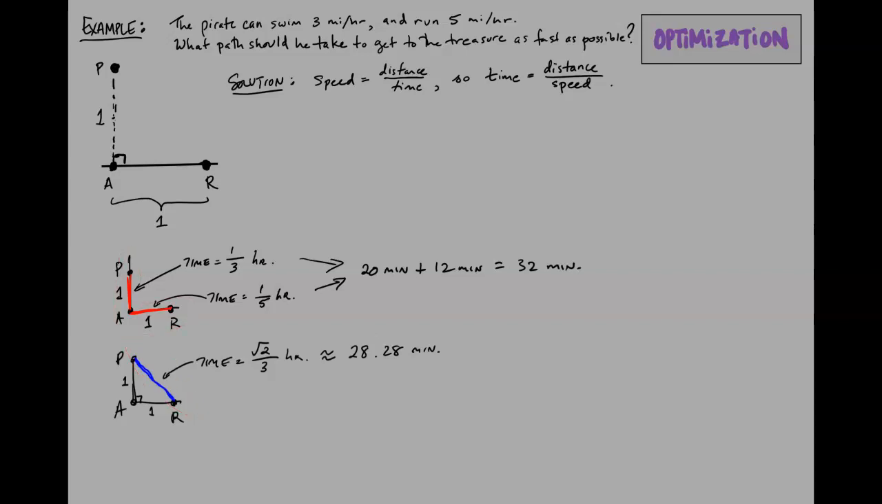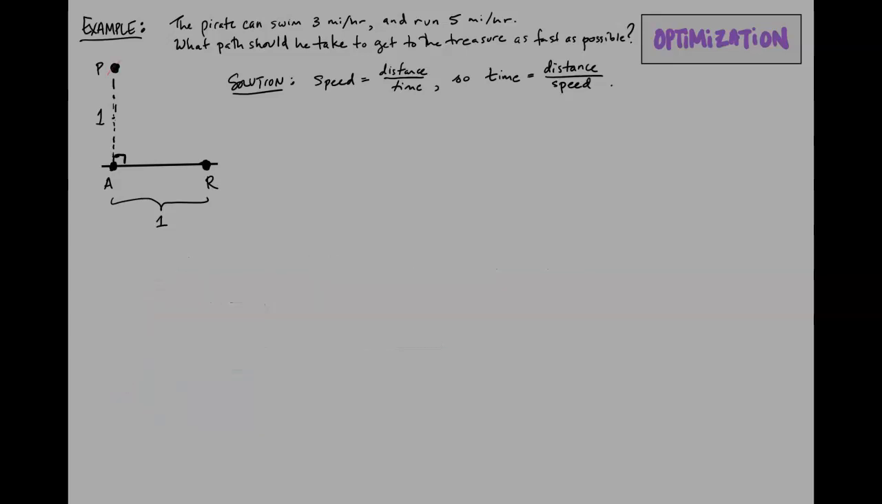It saves him nearly 4 minutes, which could be crucial if there are other pirates trying to get to the treasure at the same time. But fortunately, our pirate knows calculus, so he may be able to do even a little bit better than that. Let's get rid of our scratch work here and move back to the general picture, newly enlightened by our period of screwing around. Well, whatever path the pirate might take, we know he's going to follow straight lines.